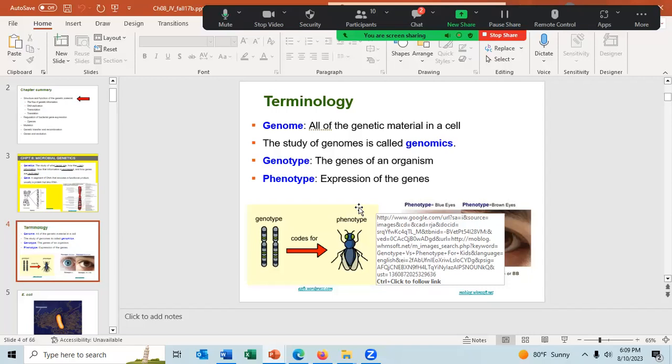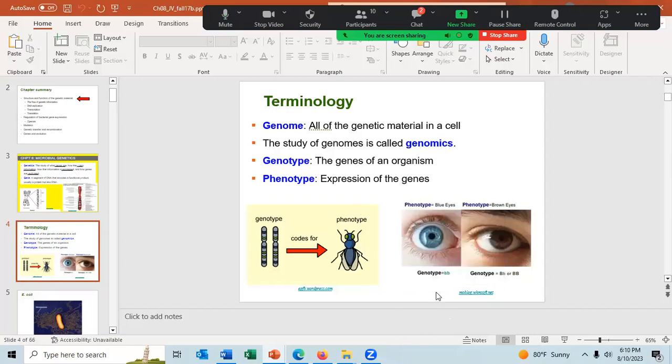A genotype is the genes of an organism. For example, a blue-eyed individual has 2 lowercase b genes, and we'll call those alleles. So the blue-eyed individual has 2 lowercase b's.